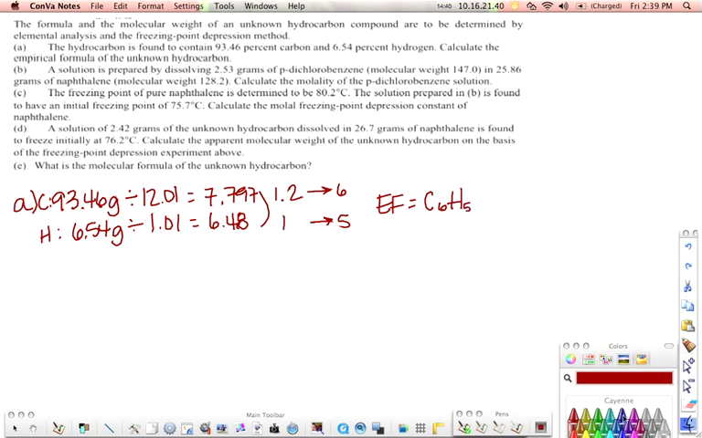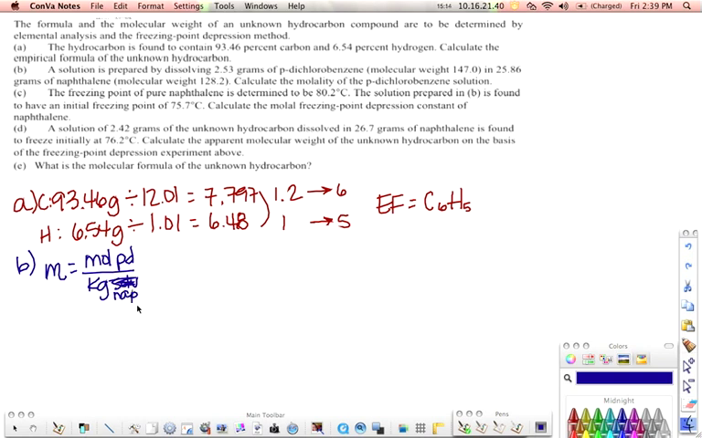Now B, I'll switch colors here just to keep it interesting. We have our solution, and now they want to know the molality of our p-dichlorobenzene solution. So just to refresh your memory, molality is moles of the p-dichlorobenzene, I'll just call that PD, over kilograms of our solvent, which is in this case the naphthalene, so I'll just call that nap.